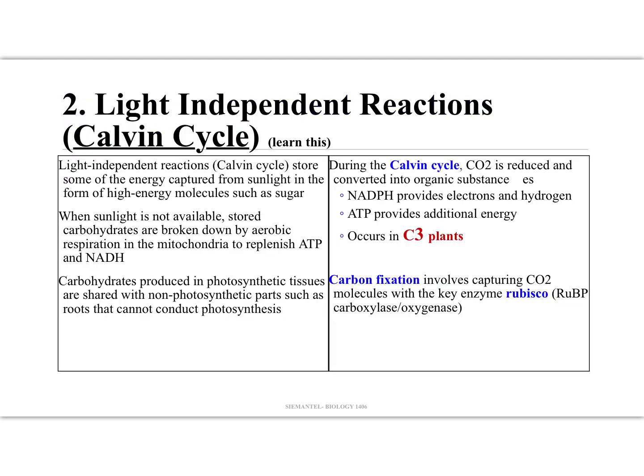Okay, so now we're ready to talk about the second set of reactions in photosynthesis, and these are the light-independent reactions, also known as the Calvin cycle. Now, it might be tempting to want to call these the dark reactions. We have the light reactions, so these must be the dark reactions. But dark suggests that this can only happen at night, which is not true.